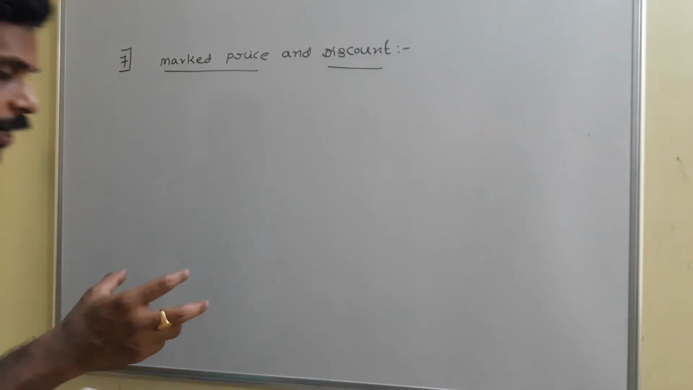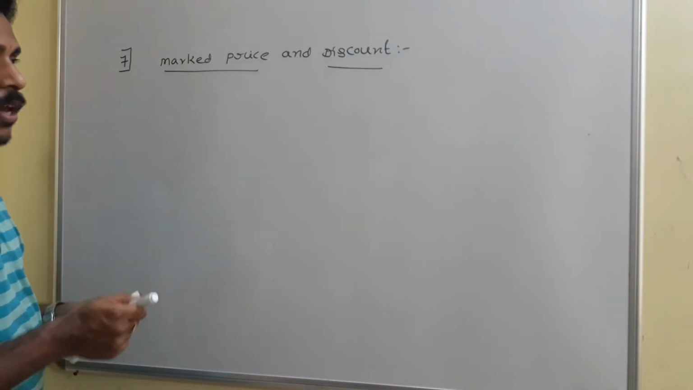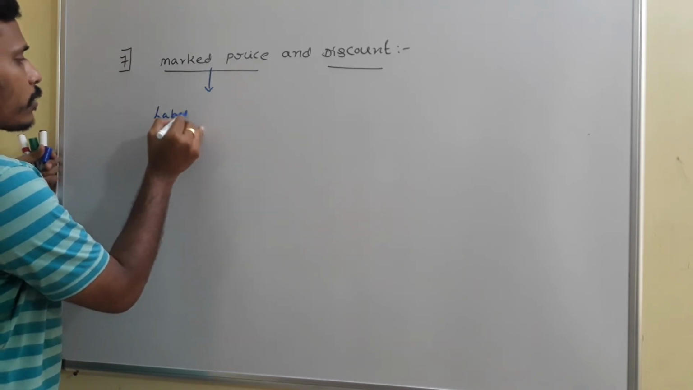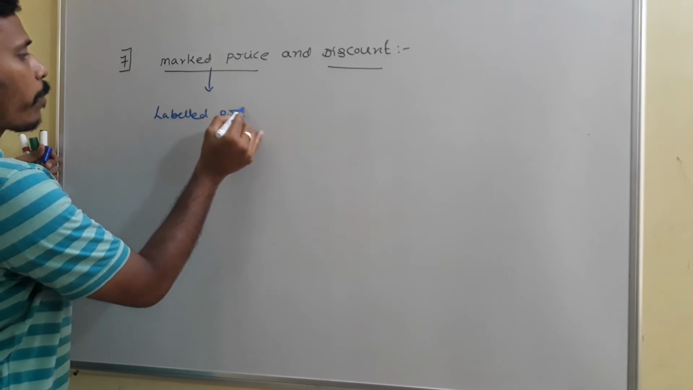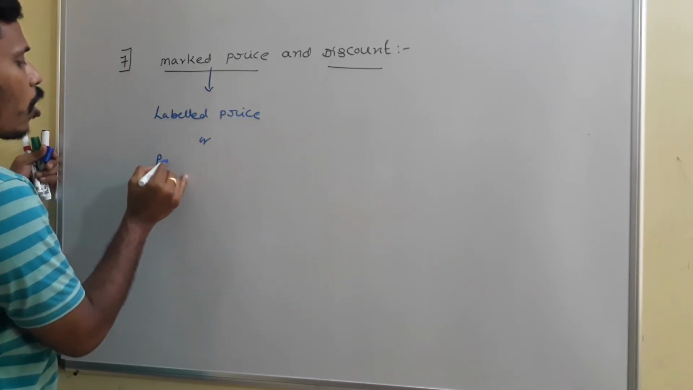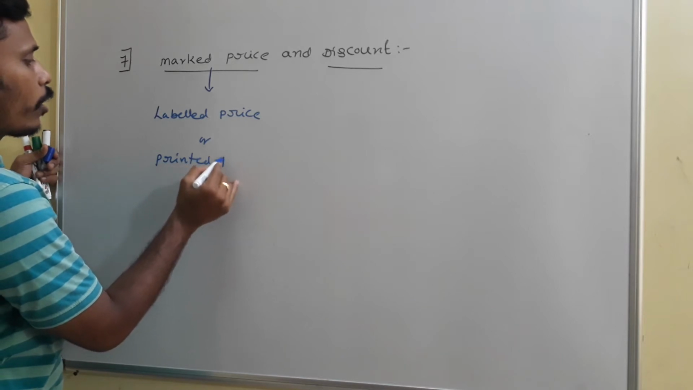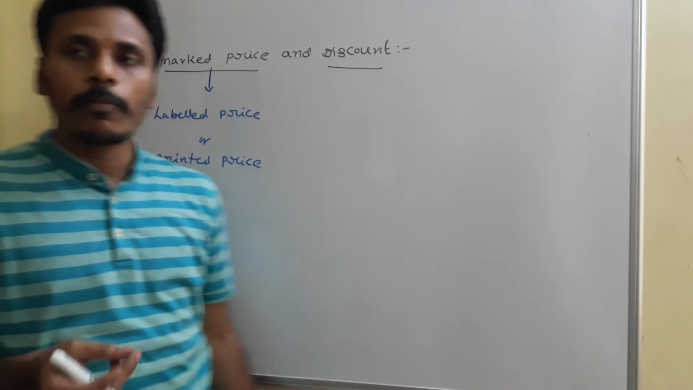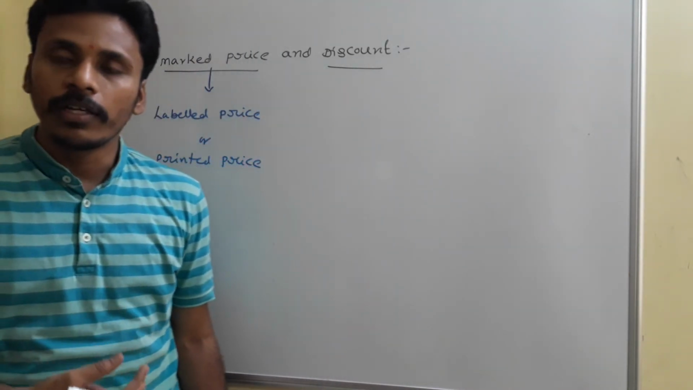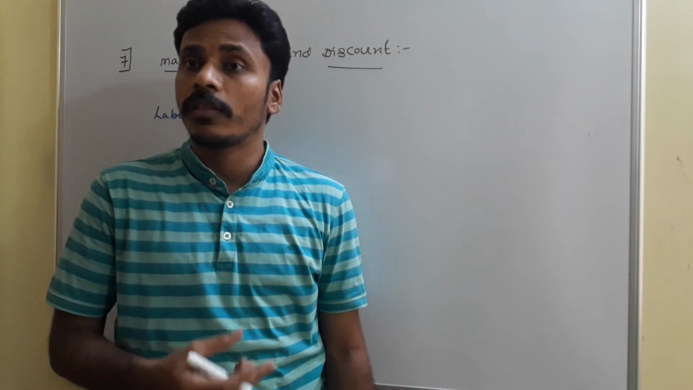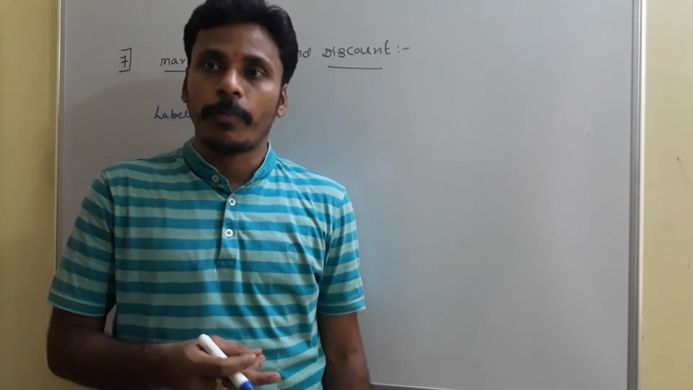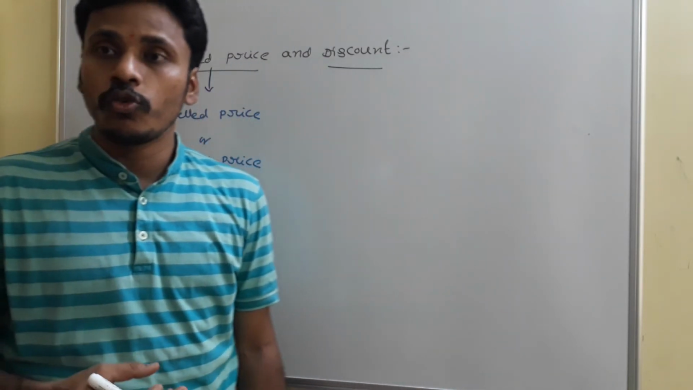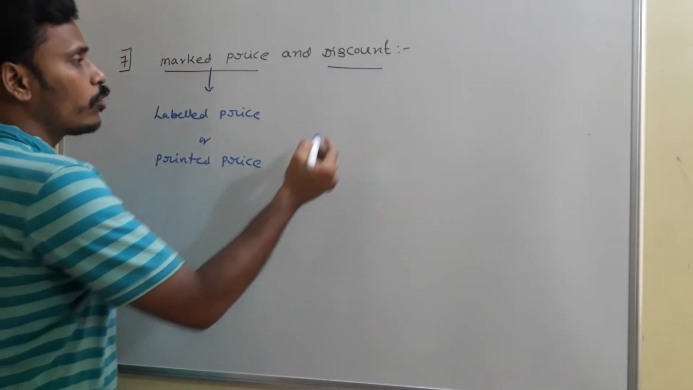Now the seventh point is related to the market price and discount. Market price is also termed as labeled price or printed price. So this price is the marked one actually, and usually on this market price the shopkeepers may give us some discount. See, where will we get discount? On the market price, and after allowing some discount on this market price, we will reach the selling price. So we need to discuss that.